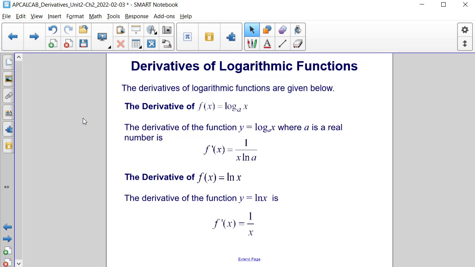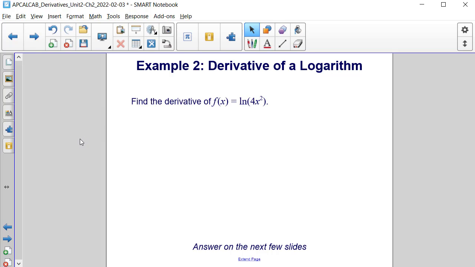The derivatives of logarithmic functions are given below. The derivative of the function y equals log base a of x, where a is a real number, is f prime of x is equal to 1 divided by the quantity x times the natural log of a. And the derivative of the natural log of x is f prime of x is equal to 1 divided by x. Let's try an example with logarithms.